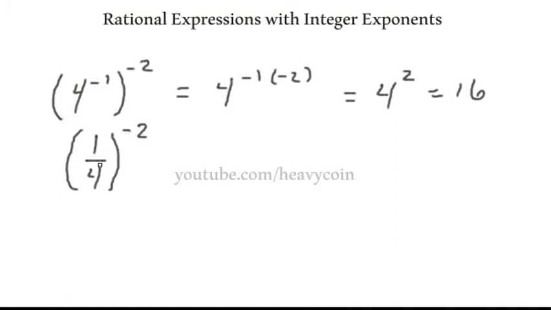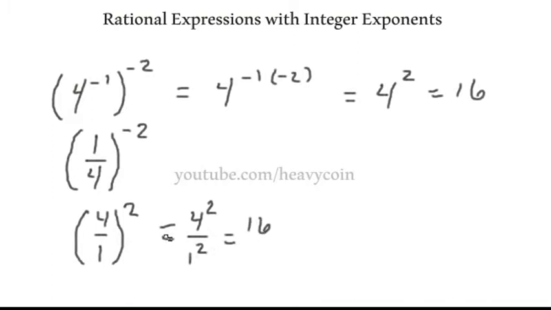What you can do here is you can flip this 4 over 1, and now instead of writing negative 2, we write a positive 2 here. Okay, another way of looking at this: you can distribute this 2. This is 4 squared, and of course 1 squared. And of course this becomes 16. Now I could have written this 4 over 1 as just 4, right? 4 squared, which is 16.